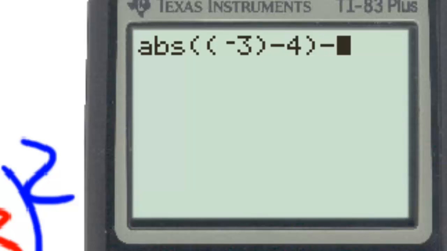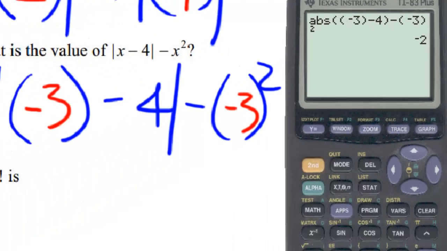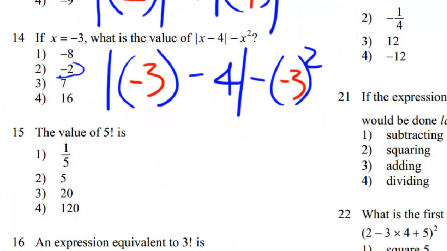Now we're going to do minus, open parentheses, -3, close parentheses, and then it's squared. So we'll do the squared symbol. Should look like that. Let's press enter and see what the answer is. Number 2. So if we go to question 14, we can see if -2 is an option, and it sure is. So the answer to number 14 is option 2, -2.